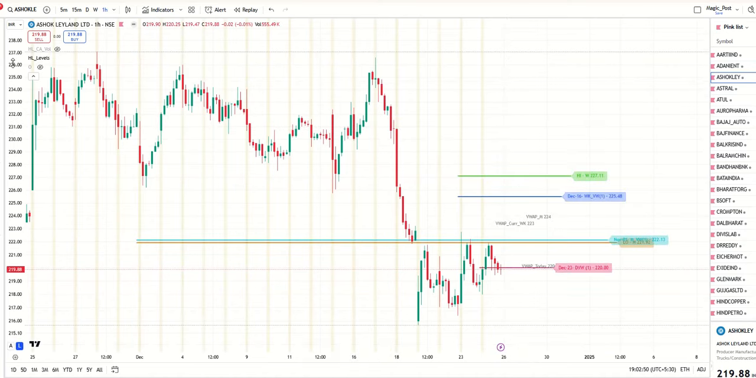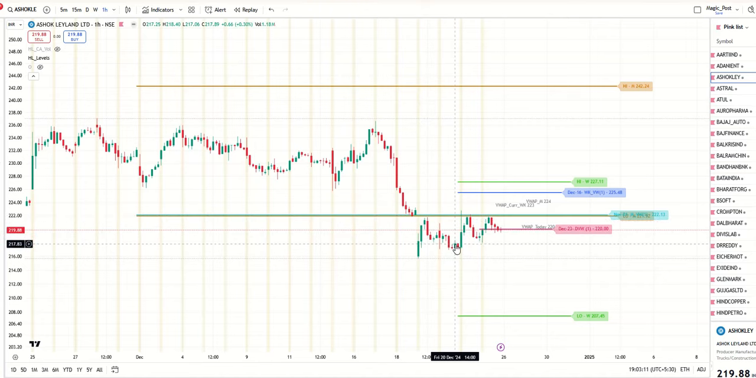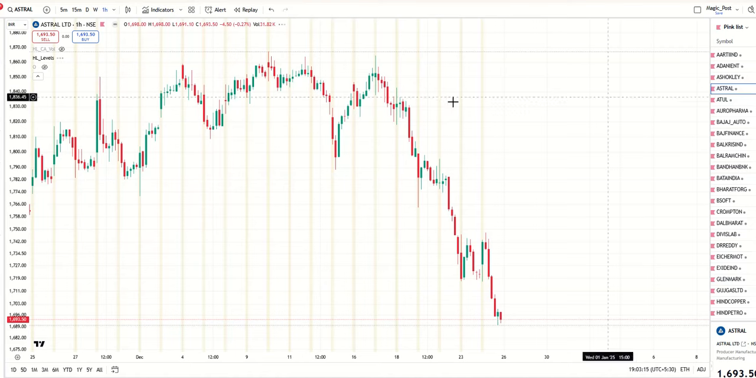Ashok Leyland, if you see, the price is between these two, 233 to 222, and of course I don't suggest it there, but once there is a breakdown, you see this breakdown here, right? It's not able to cross this, there is a rejection, and there is some opportunity.